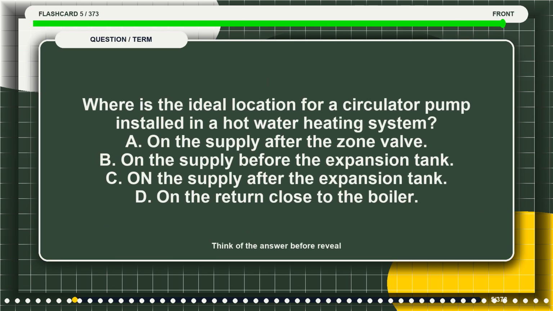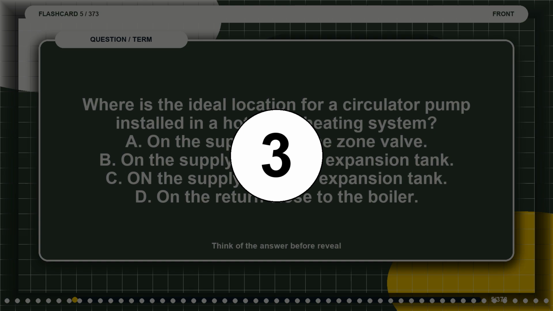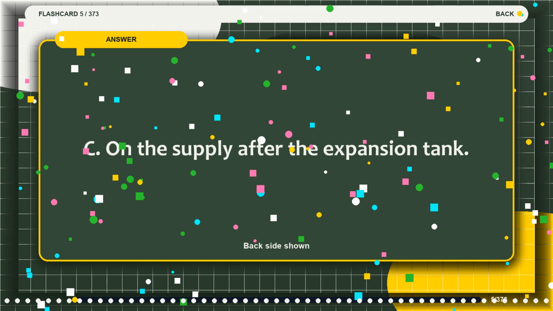Flashcard 5. Where is the ideal location for a circulator pump installed in a hot water heating system? A. On the supply after the zone valve. B. On the supply before the expansion tank. C. On the supply after the expansion tank. D. On the return close to the boiler. Think of the answer before the reveal. The answer is C. On the supply after the expansion tank.